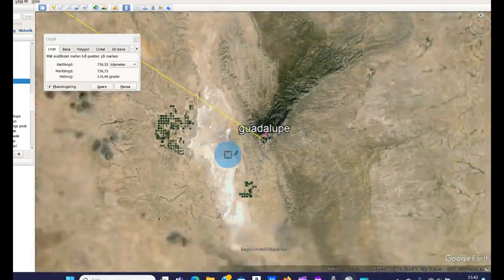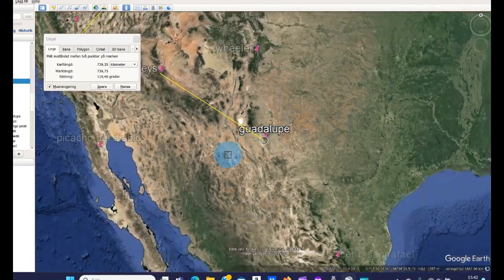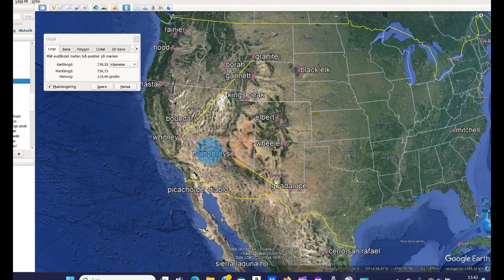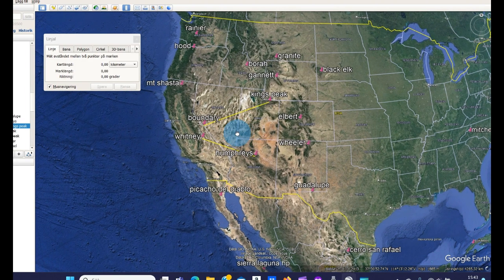So that these two distances, as I said, is Humphreys to Guadalupe as 1 kilometer and Whitney to Granite Peak as 1 mile. So that's the first example. I just keep adding the examples here so you see what I mean. The next two pairs are these.